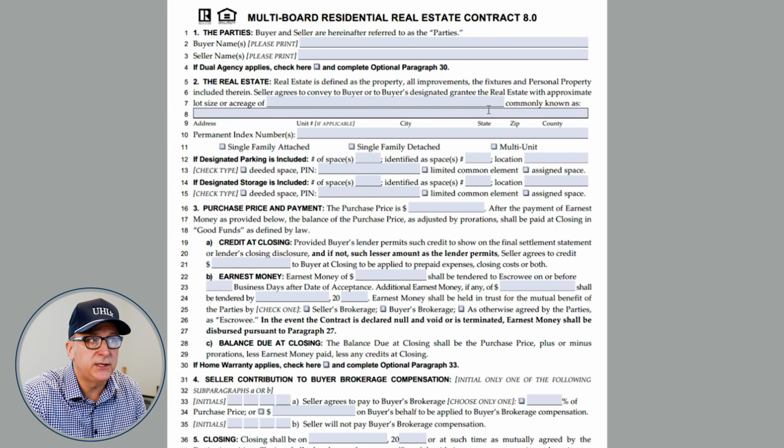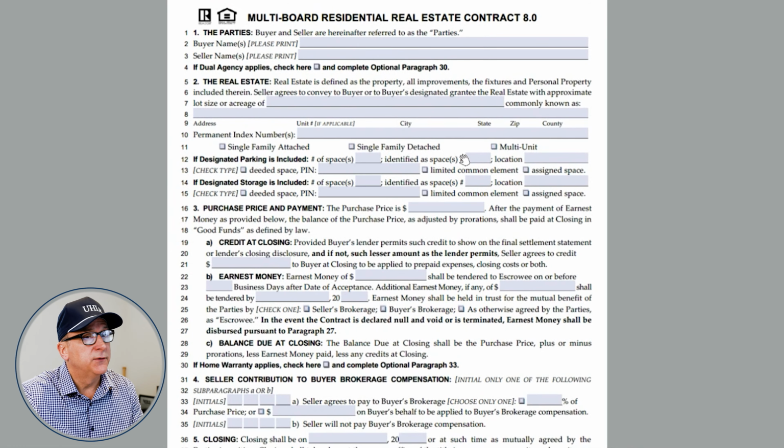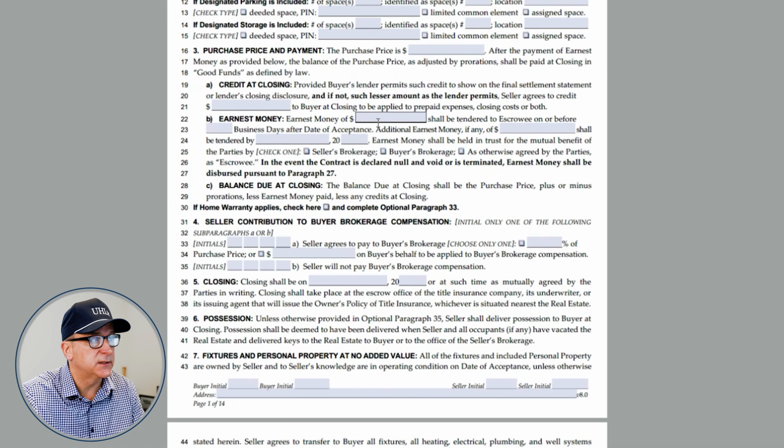But usually the real estate agent is going to complete this with you when you are ready to make an offer. And obviously the basics, they're going to put in your names, they're going to put in the seller names, they're going to put in the real estate. What are you looking to buy? If in fact it's a condo, is there a deeded parking spot along with it? And now we get into the nuts and bolts of it.